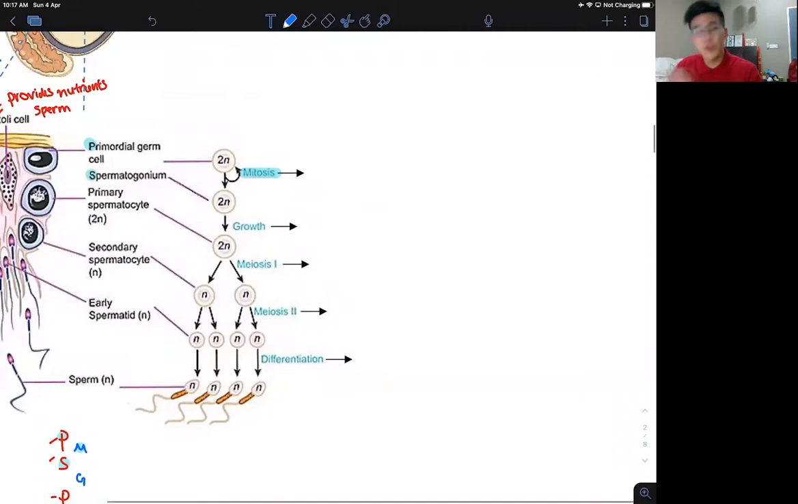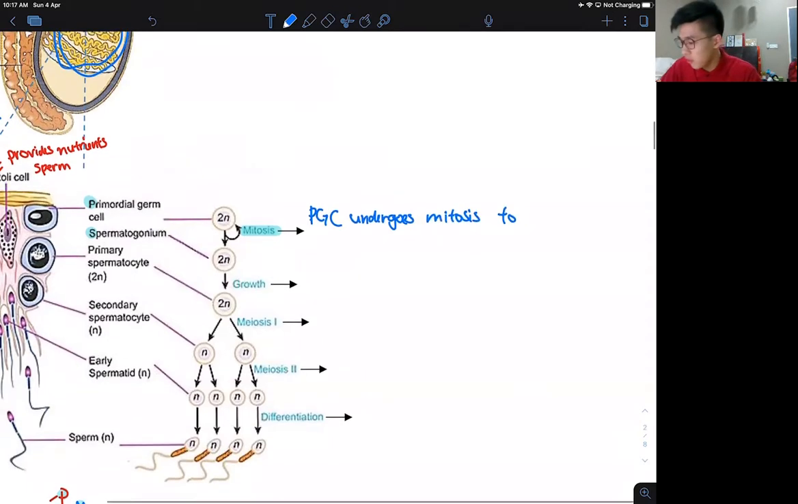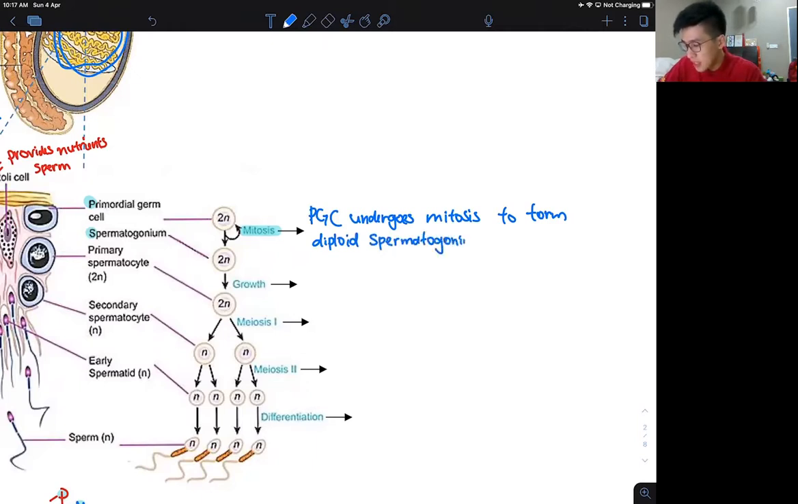So basically here what you need to write is the process flow. You just have to say: primordial germ cell, mitosis, spermatogonium. Very easy. You just have to say primordial germ cell undergoes mitosis to form a spermatogonium. Now, instead of just writing spermatogonium, try to include this word, diploid spermatogonium, which is represented by the symbol here, 2N.